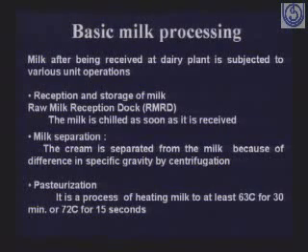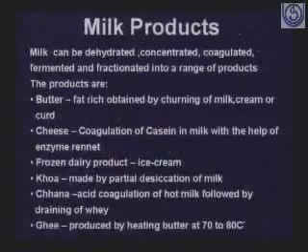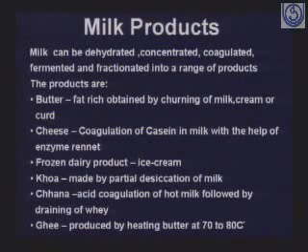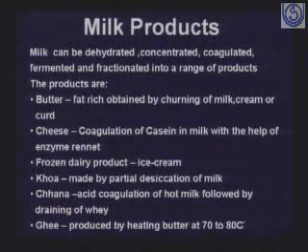Milk is then separated into cream, and this is done because there is a difference in specific gravity, and it is done by centrifugation. Another method is pasteurization. It is a process of heating milk to at least 63 degrees centigrade for 30 minutes or 72 degrees centigrade for 15 seconds. That is, when we raise the temperature, the time period or the duration for pasteurization can be reduced.